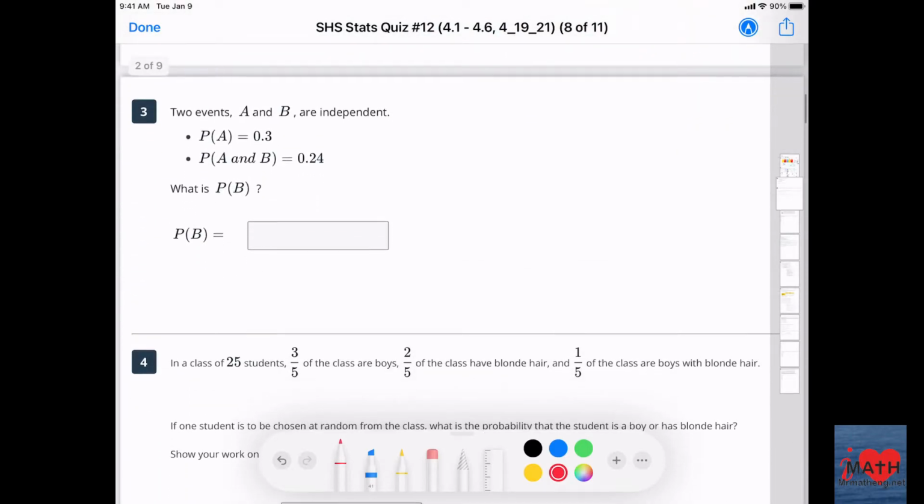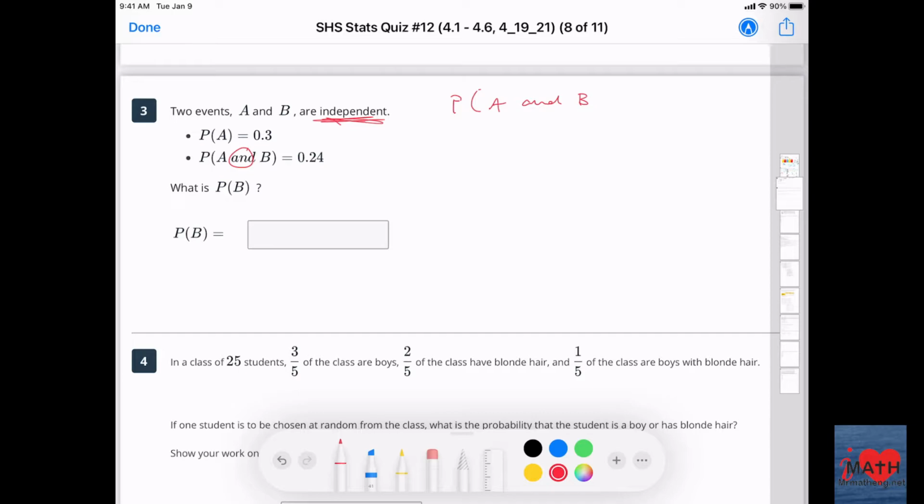All right, what do we got next? Probability number 3. Two events, A and B, are independent. Keyword there. Probability of A is 0.3, and probability of A and B is 0.24. What's the probability of B? So remember, when the events are independent and I see the word and, what does that turn into? Multiplication.